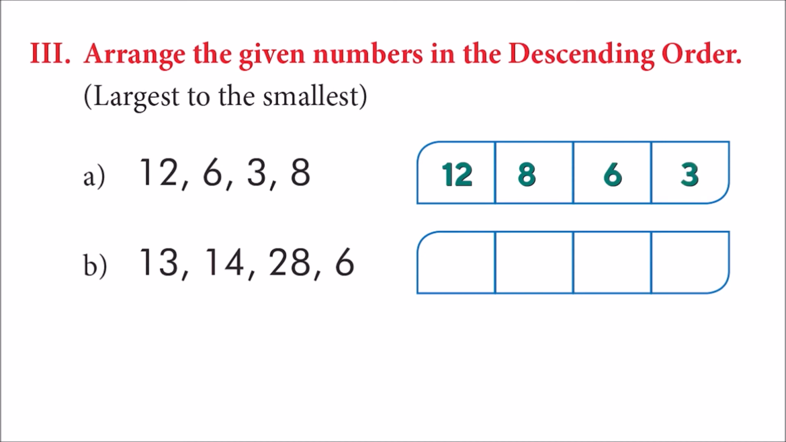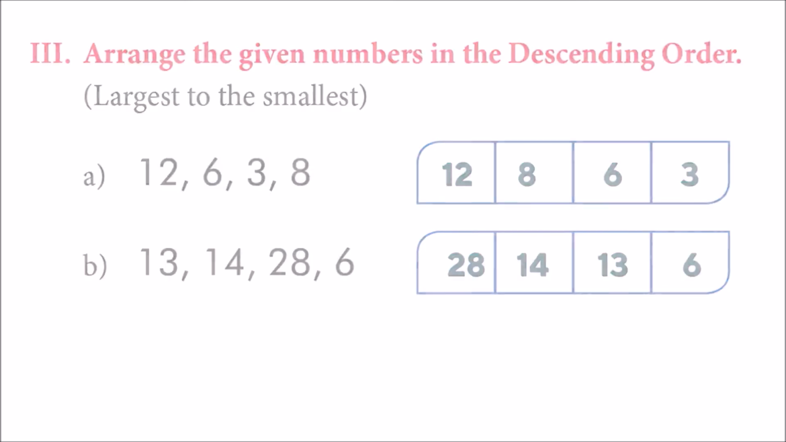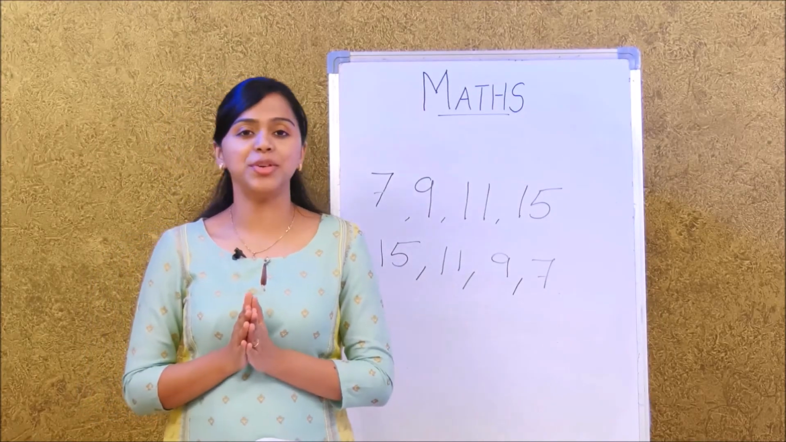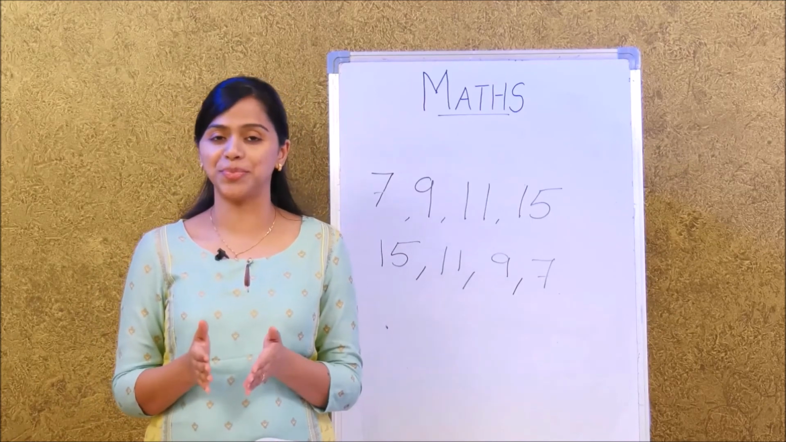Right. Let's go to the other one. We have 13, 14, 28 and 6. What is the largest here? 28 and then 14 and then 13 and then 6. Very nice. Now, the last page of this unit, we have few interesting activity for you to do at home.